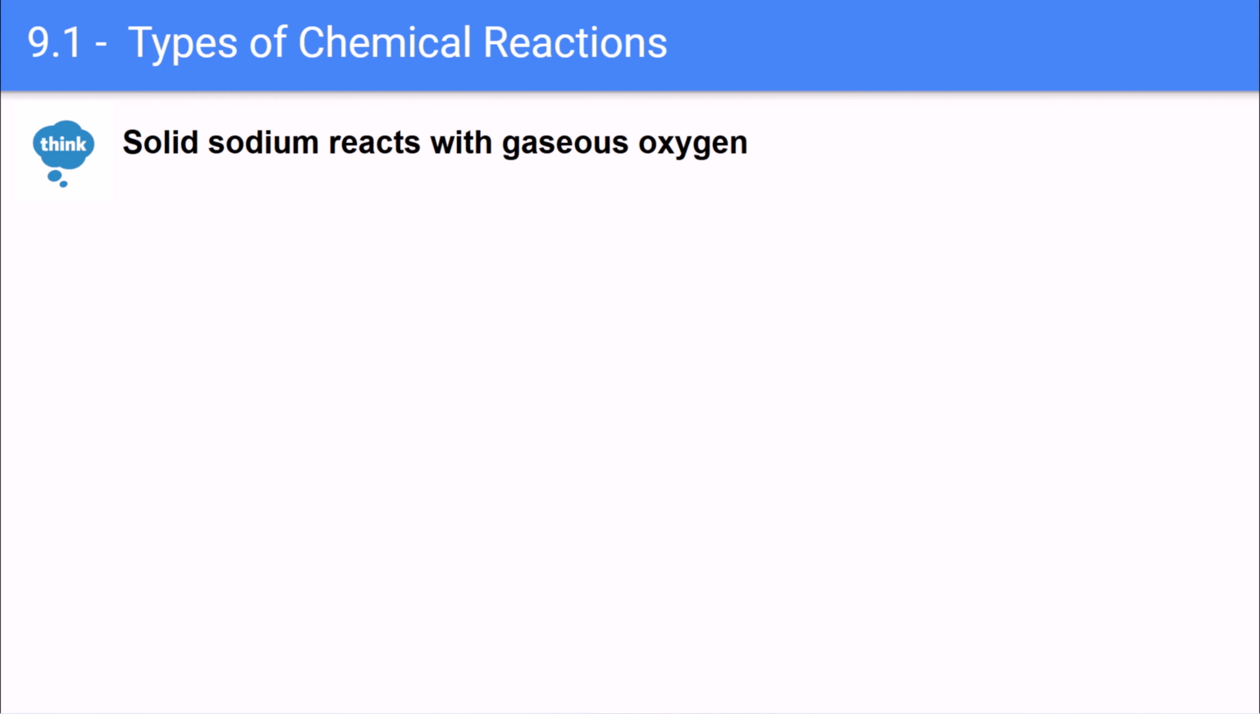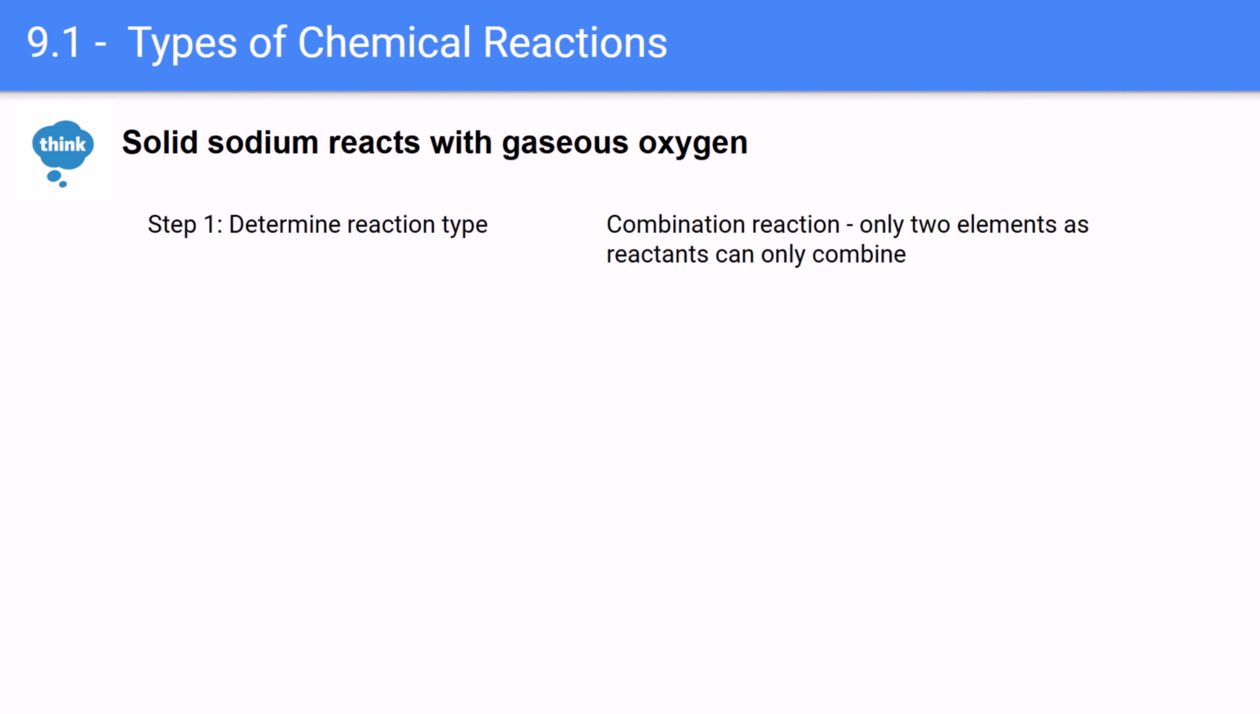This very first problem says that sodium reacts with gaseous oxygen. Let's take a minute and recognize what we do have. The first step is to determine the reaction type. I notice that I only have 2 elements, sodium and oxygen. They're going to combine together in what is known as a combination reaction. If I only have 2 elements to start off with, the only thing that they can do is combine into one thing. So therefore, I have a combination reaction.